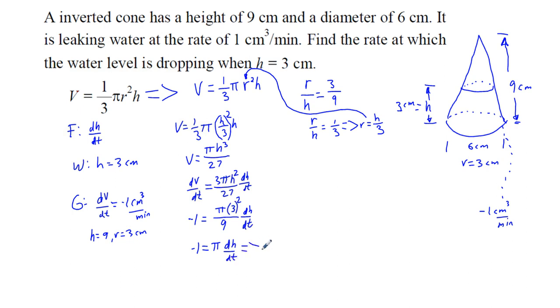And working to the right to solve for dh/dt, we need to divide by pi, so we're going to get -1 over pi, and then our units are going to be centimeters per minute. And that will be our answer.